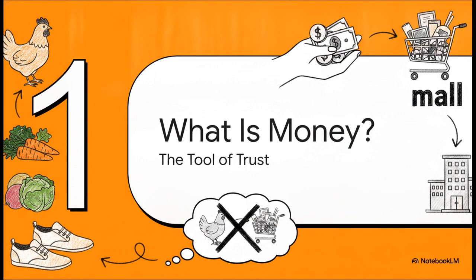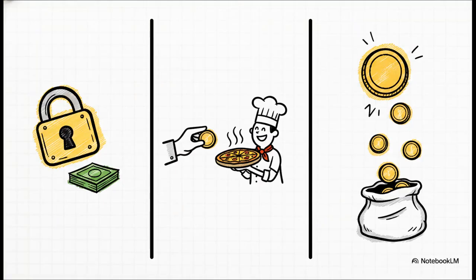The tool of trust. Imagine if we just didn't have money at all. If you wanted a fresh pair of sneakers, you'd have to find a shoemaker who wanted exactly what you had to offer. Like maybe you'd have to trade them 10 live chickens or a massive pile of vegetables. That is exhausting, right? And highly inefficient. Instead, money acts as a shortcut. But for this shortcut to actually work in the real world, it has to follow 3 strict rules.